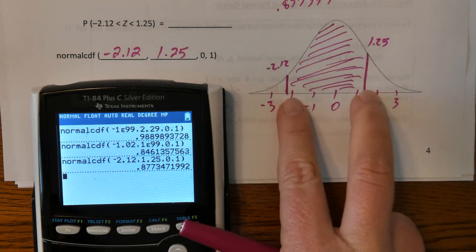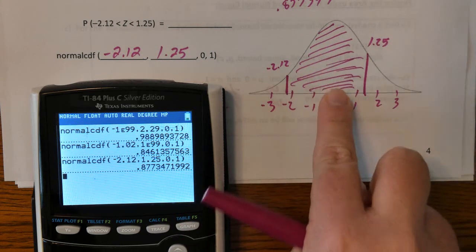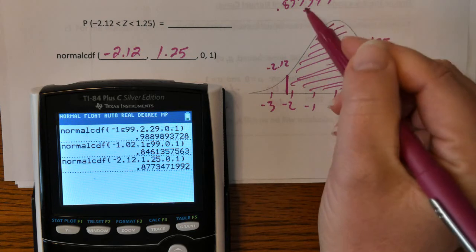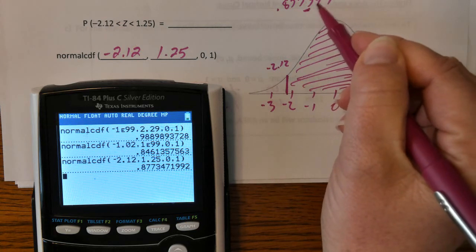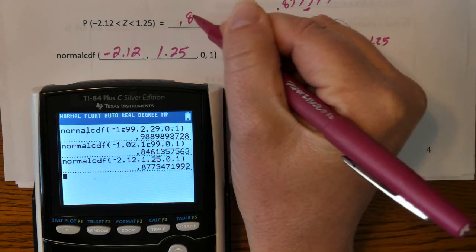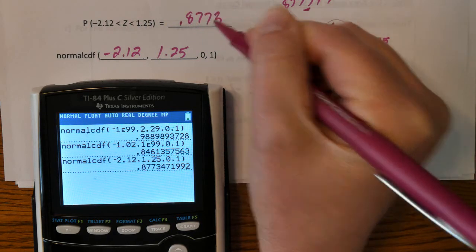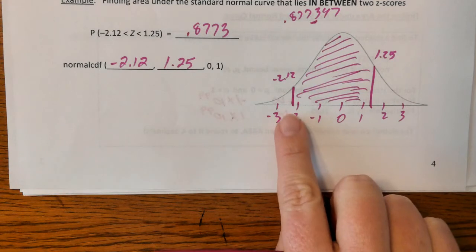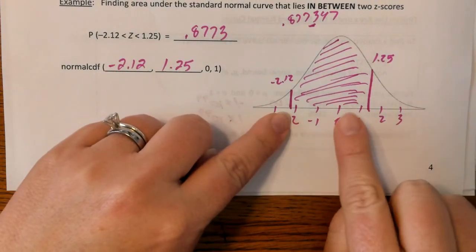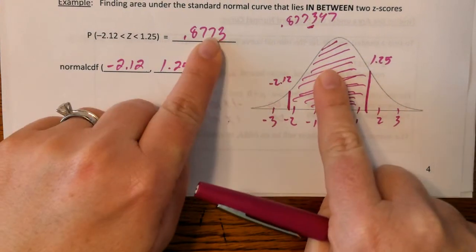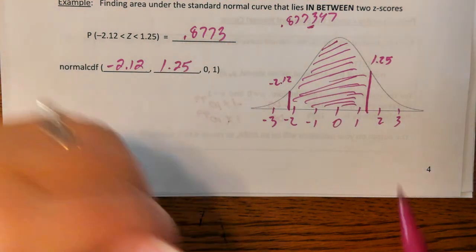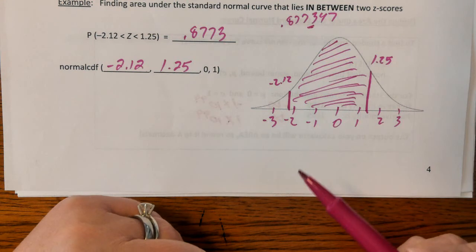They gave us z-scores, so we're looking for area. Area is always rounded to 4 decimals. 3 is the 4th decimal. Since the number after it's not 5 or higher, 3 is going to stay where it is. 0.8773. This means the proportion of people who are between a z-score of negative 2.12 and 1.25 is 0.8773. That's about 88%. About 88% of the people would be in this region.